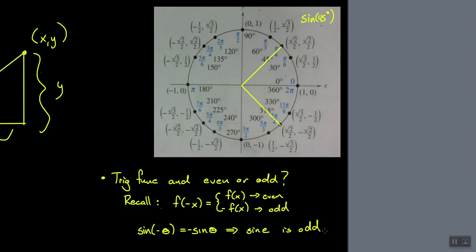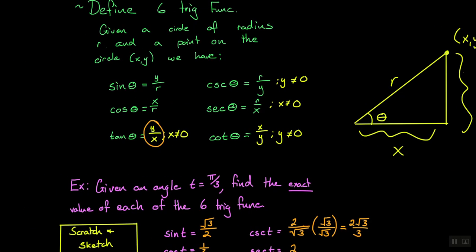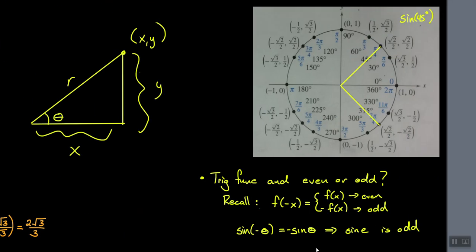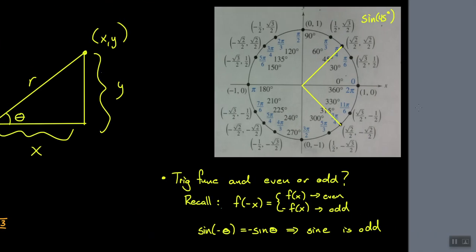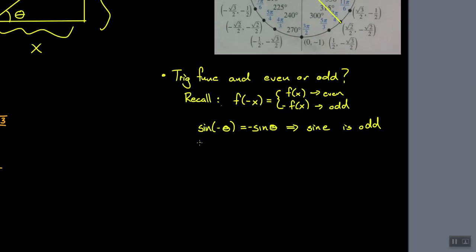Now, there's more to it. If sine is odd, what do we call it when we just flip sine upside down? Instead of y over r, we have r over y. Back to our definitions. If sine is odd, what else do you think is going to be odd? Cosecant would also have to be odd. So we have sine is odd, and so is cosecant.